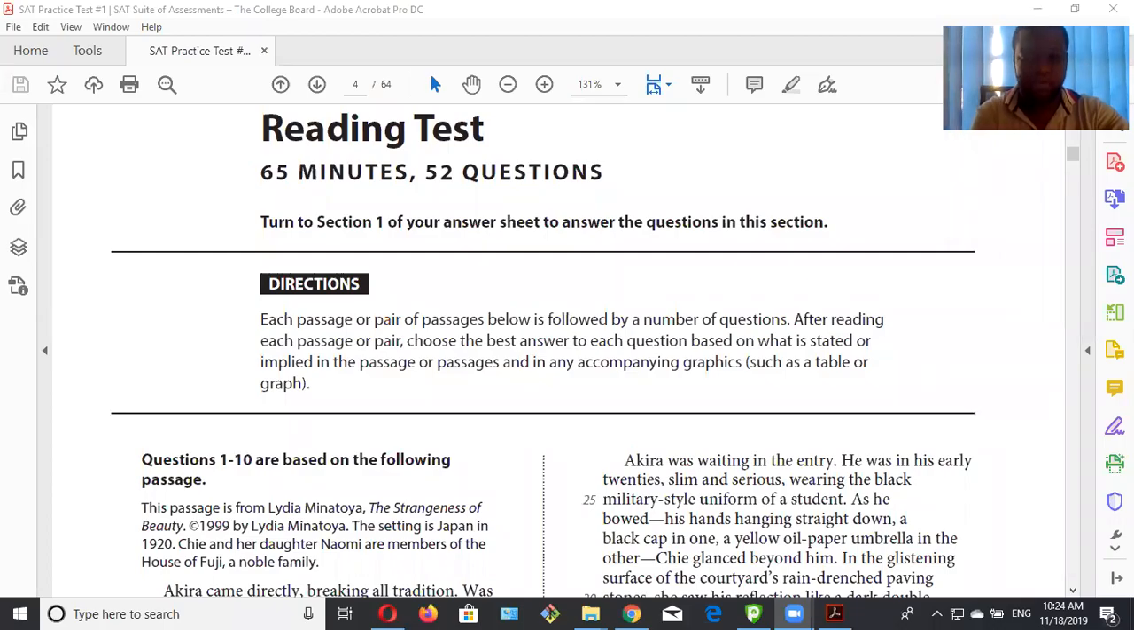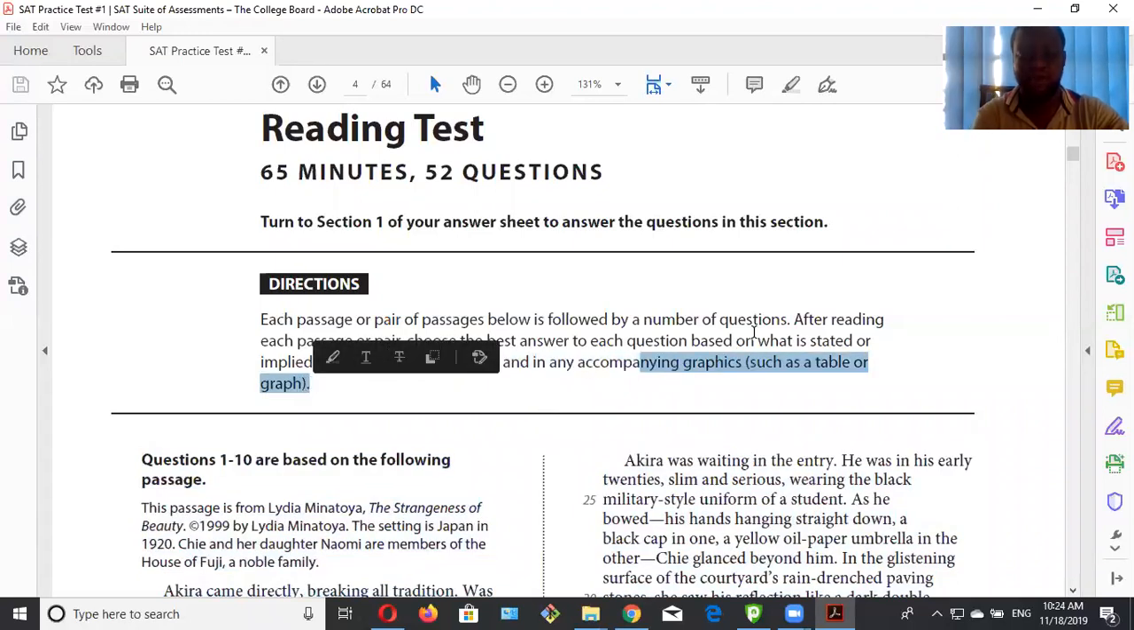So I'm going to give you a quick overview of some SAT reading test questions. The first thing about SAT reading is you have to understand that this is evidence-based reading. And so your answers must be based on something that's stated or implied in the passage or in any accompanying graphics, such as tables or a graph. If you pick an answer that's true, but it's not supported by something that's explicitly stated or can be inferred from the passage, you're probably going to get the question wrong.